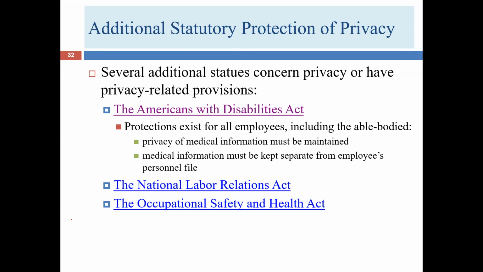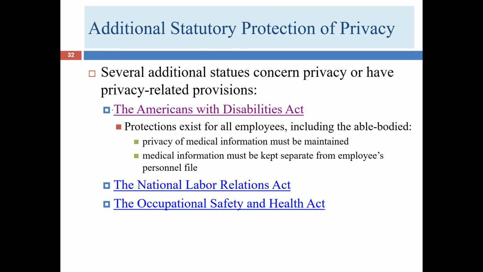The Americans with Disabilities Act. As we've talked about in another module, the Americans with Disabilities Act covers only people who meet one of the three prongs of the disability definition. They have a disability, they have a record of a disability, or they're regarded as having a disability. But there is one section that applies to all workers and applicants, even if that person doesn't fit into one of the three prongs. And that relates to private medical information. So this is the one area of the ADA that applies even to able-bodied folks.